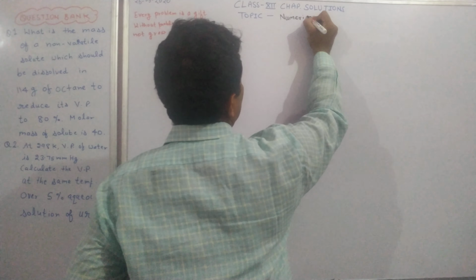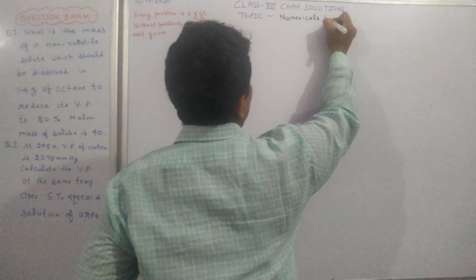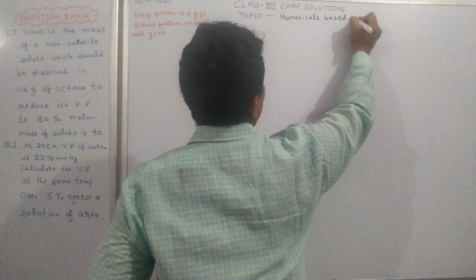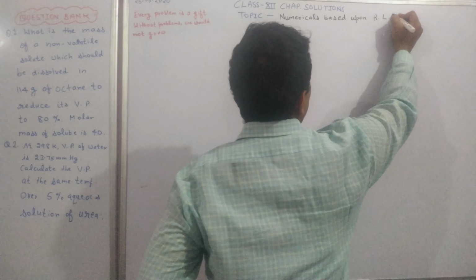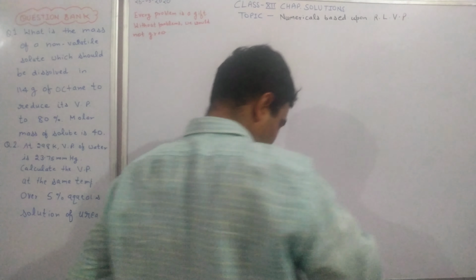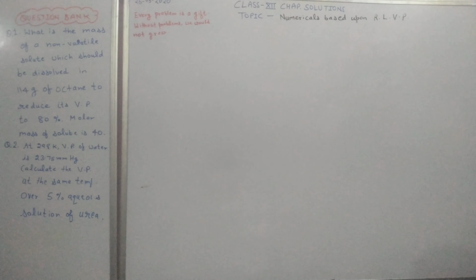Numericals based upon relative lowering in vapor pressure. So we have questions in our question bank. First is, what is the mass of a non-volatile solute which should be dissolved in 114 gram of octane to reduce its vapor pressure to 80%? Molar mass of solute is 40.